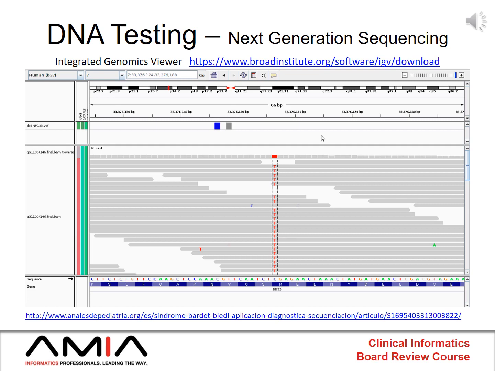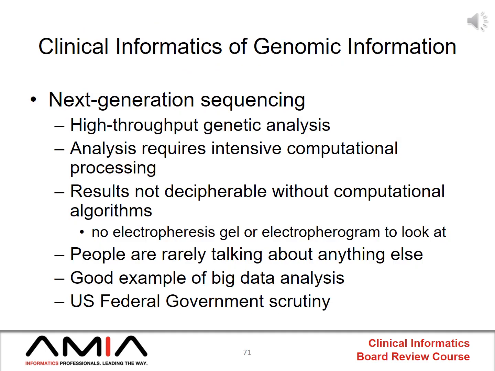Unlike the old days of molecular pathology, there are no gels or electropherograms to look at, so the pathologist or laboratorian is 100% dependent on the accuracy of these bioinformatics pipelines. Because next-generation sequencing is becoming ever more prevalent in clinical patient care, and because this is a clinical informatics board review course, it is important to understand the clinical informatics of genomic information.